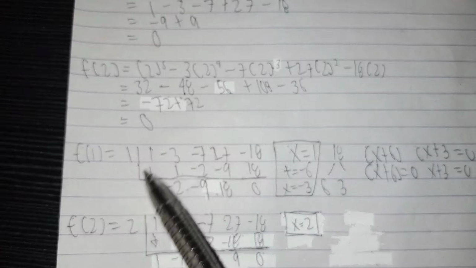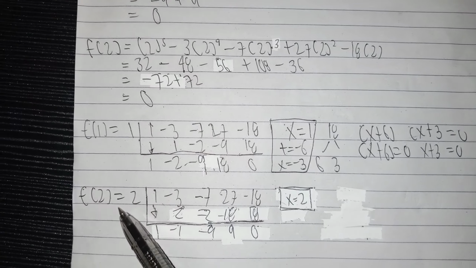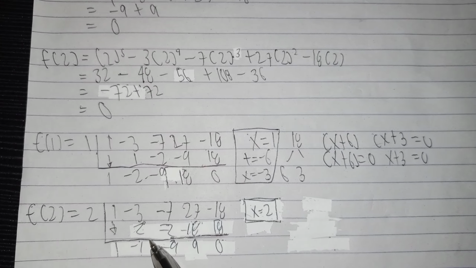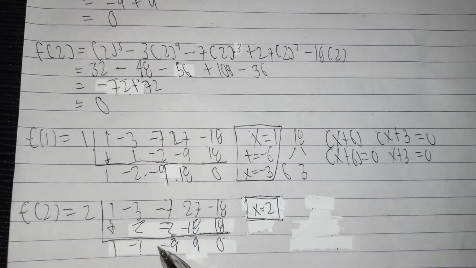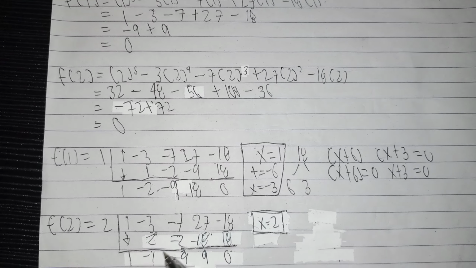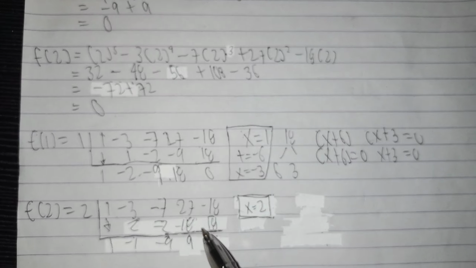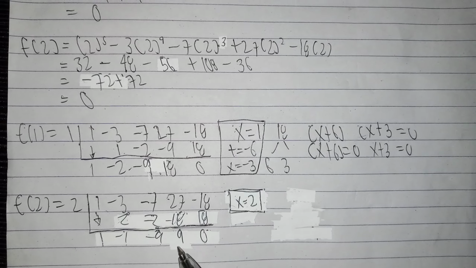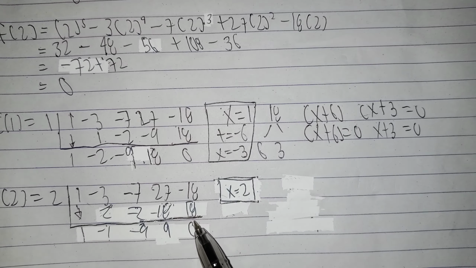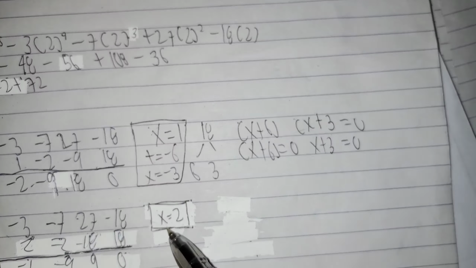So the next step is f of 2. Bring down 1. 2 times 1 is 2. Negative 3 plus 2 is negative 1. Negative 1 times 2 is negative 2. Negative 7 plus negative 2 is negative 9. Negative 9 times 2 is negative 18. 27 plus negative 18 is 9. 9 times 2 is positive 18. So negative 18 plus 18 is equal to 0.